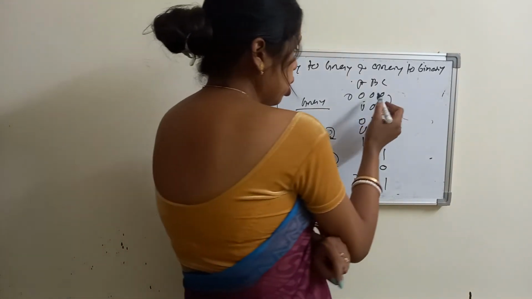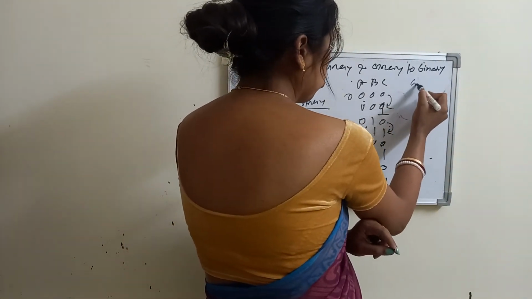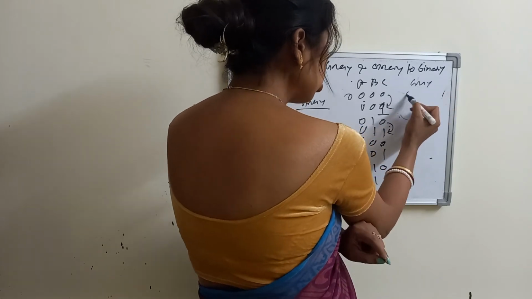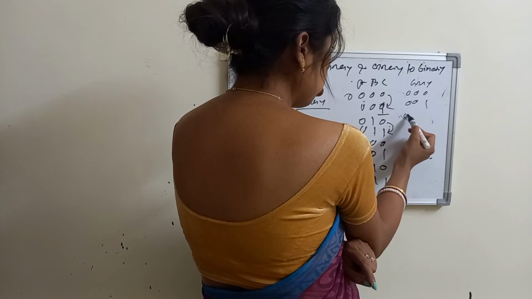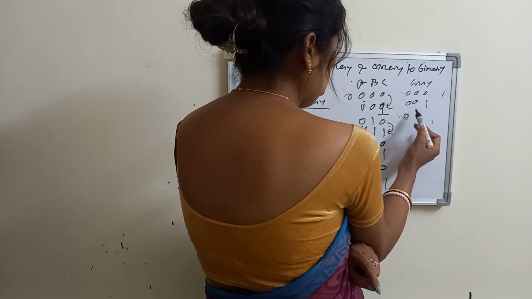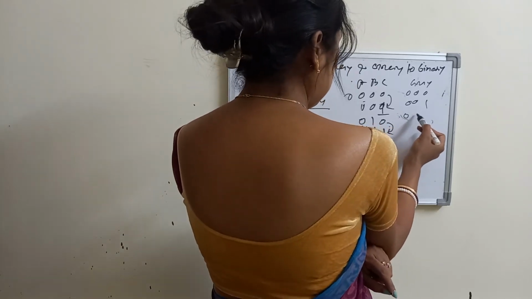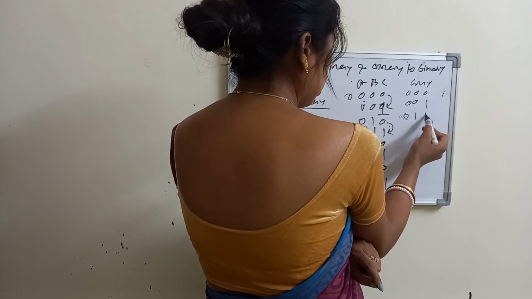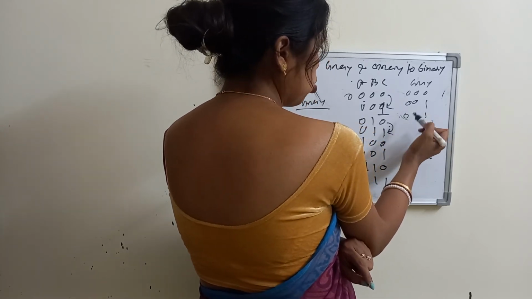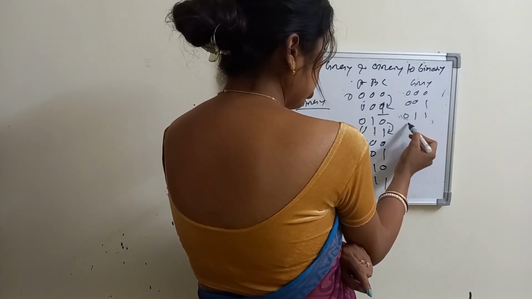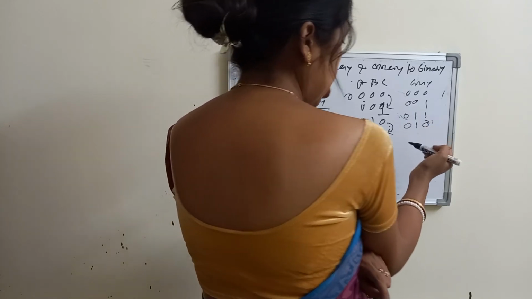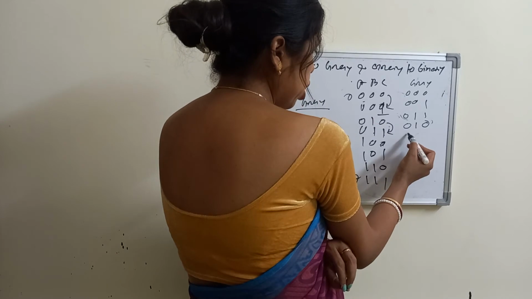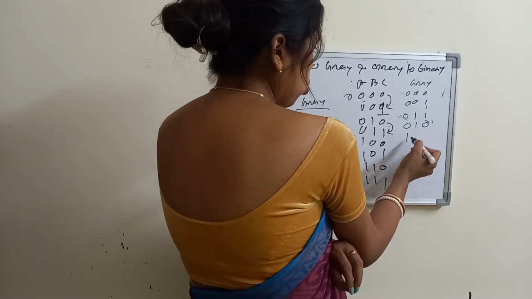Here you can see if you write the Gray code for 3 bits: 000 same, 001 same. Then here you will see 011, so only one bit is changed. Now here you can see 010, this remains the same. Okay. Now here it will come 1.